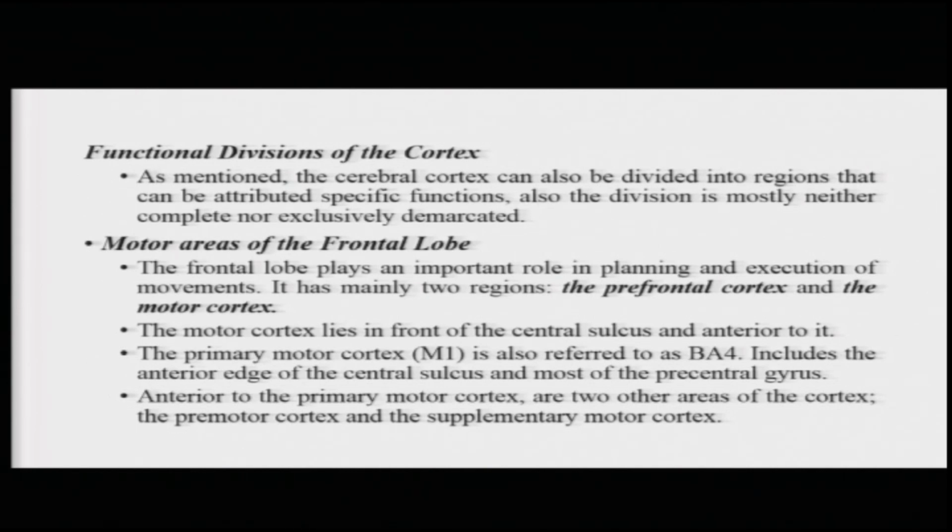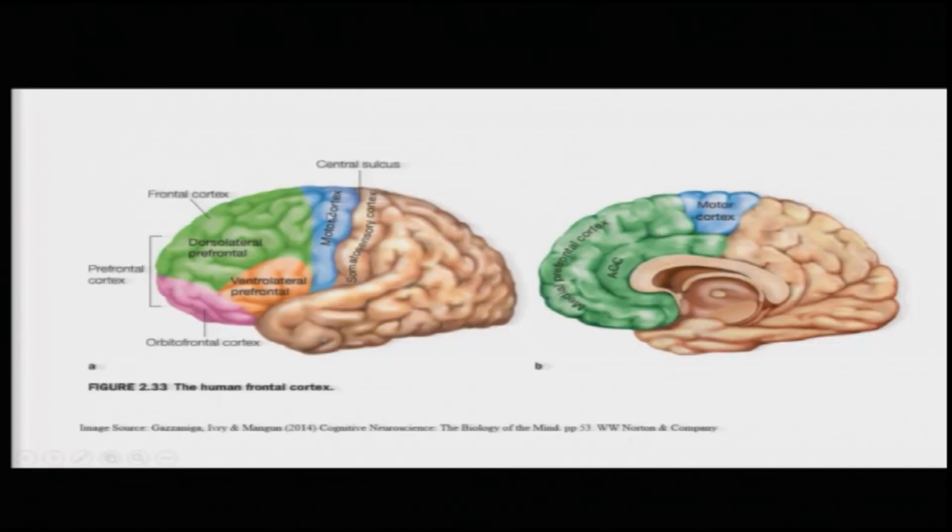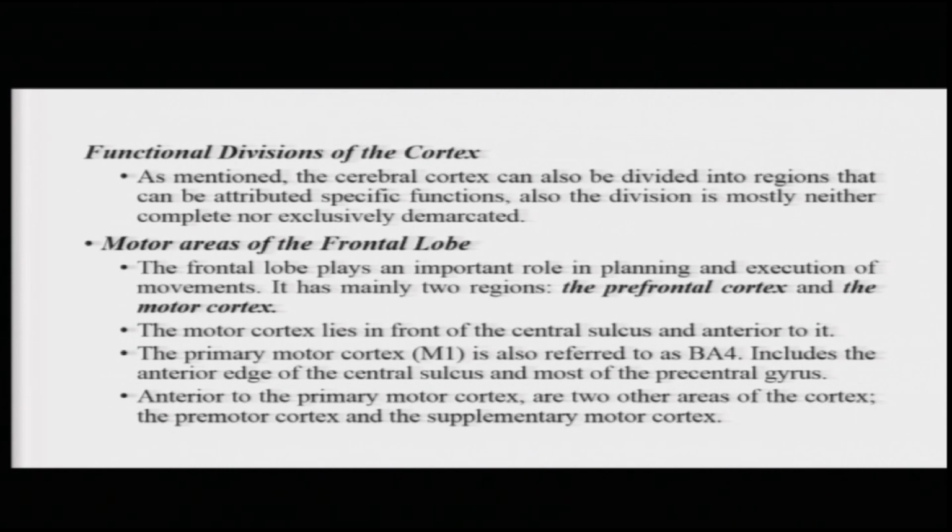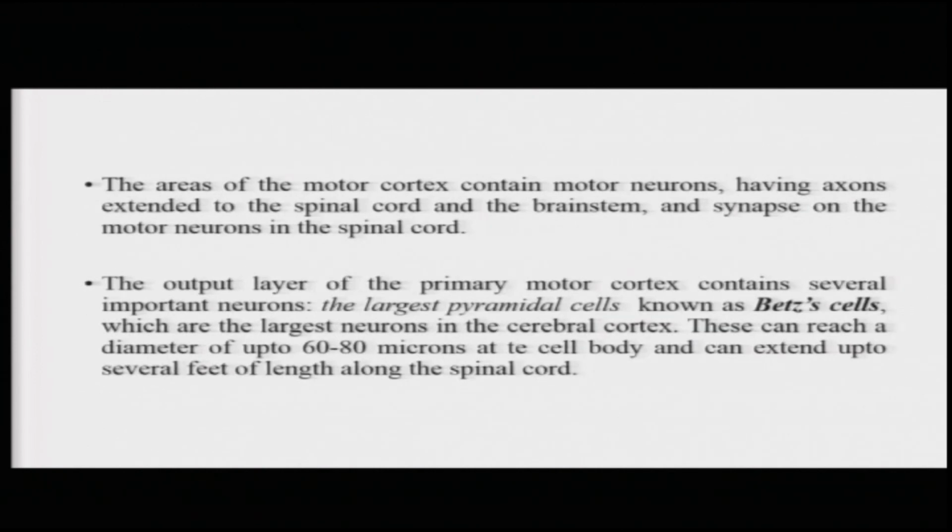Now the primary motor cortex, which can also be referred to as M1, is typically referred to as Brodmann's area 4, and it includes the anterior edge of the central sulcus, the front portion of the central sulcus, and then most of the precentral gyrus, as I showed here. Now anterior to the primary motor cortex are two other areas of the cortex, the premotor cortex and the supplementary motor cortex. These areas have motor neurons which have axons extending to the spinal cord and the brainstem, and these neurons synapse on the motor neurons in the spinal cord.